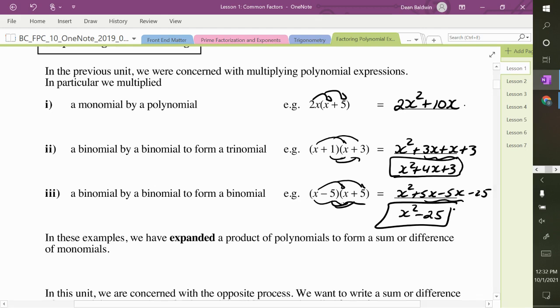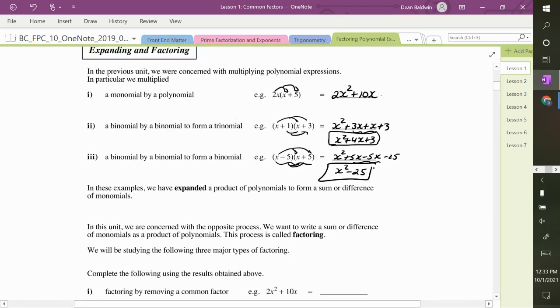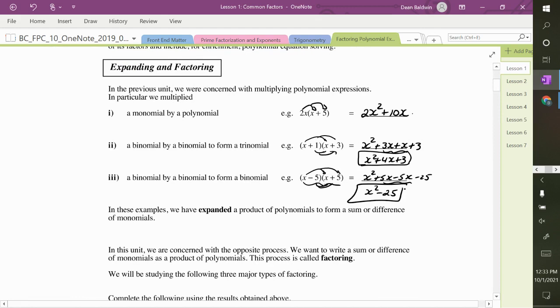It's multiplying things out. This chapter is about the reverse process, which is probably one of the most important concepts in math. It's called factoring. So what you do in factoring is you basically just go from here to here. You are creating brackets when you factor.